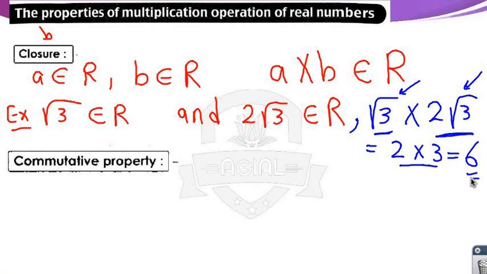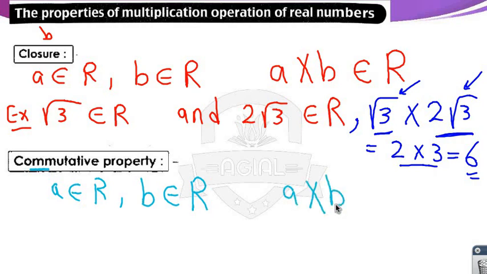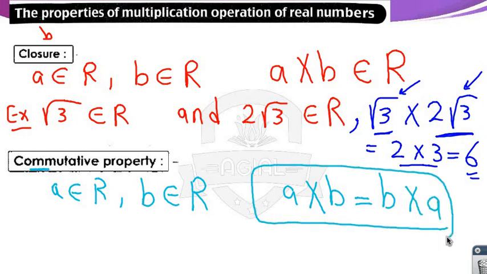The second property is the commutative property. If we have a belongs to R and b belongs to R, then a multiply b is like b multiply a. This is the commutative property in multiplication.